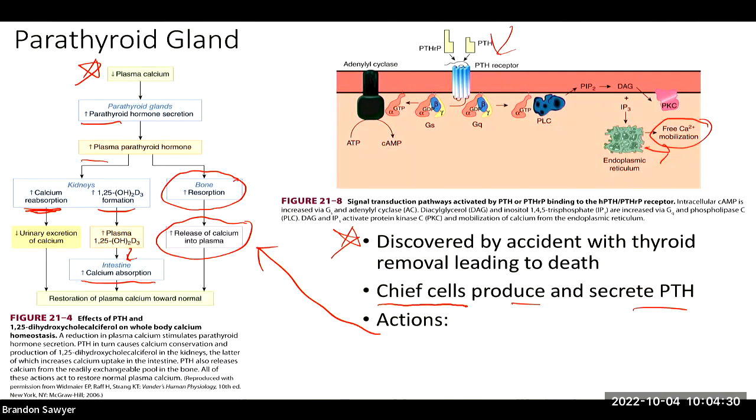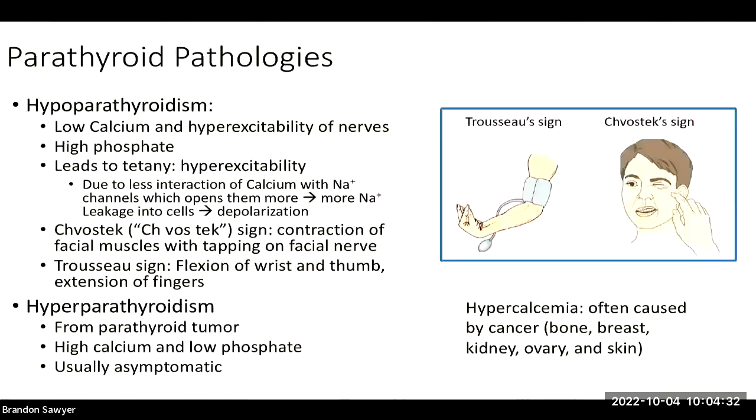All right, so parathyroid pathologies. Hypoparathyroidism can lead to low calcium, as well as hyperexcitability of nerves. At the same time, this leads to high phosphate levels, and it leads to a condition called tetany, which is really just hyperexcitability of muscles.